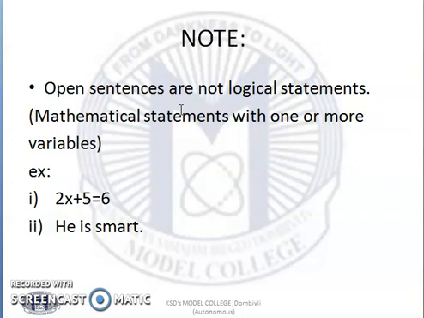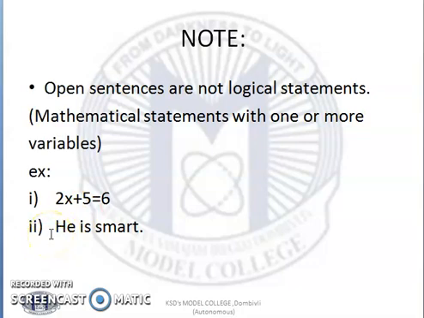You may have the question, which mathematical statements are we talking about. There is an example in front of you. First one, 2x plus 5 equals 6. If we solve this, 2x is equal to 1 and x is equal to 1 by 2, isn't it? So for x equal to 1 by 2 only this is true, but for other values this equation is false.